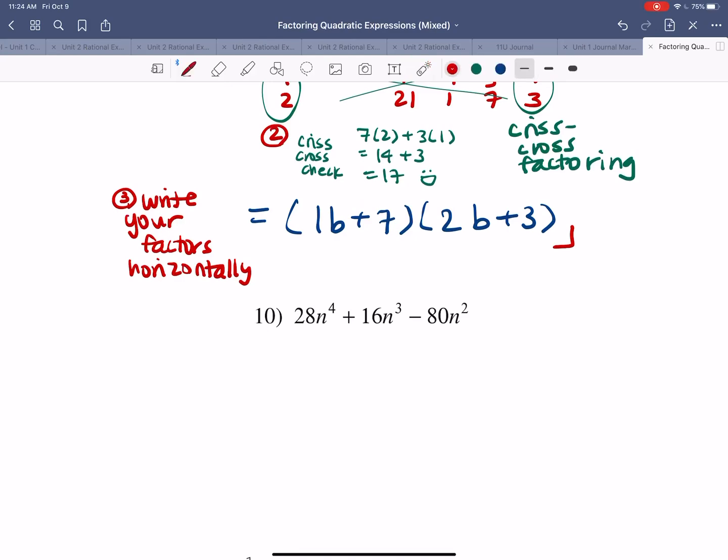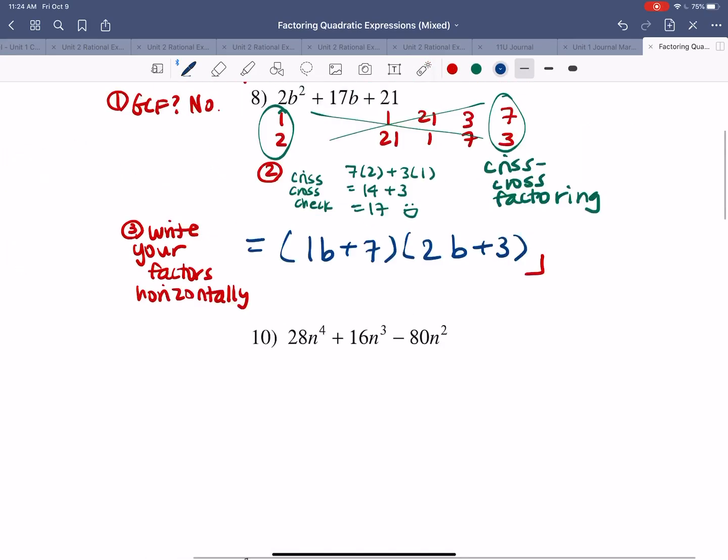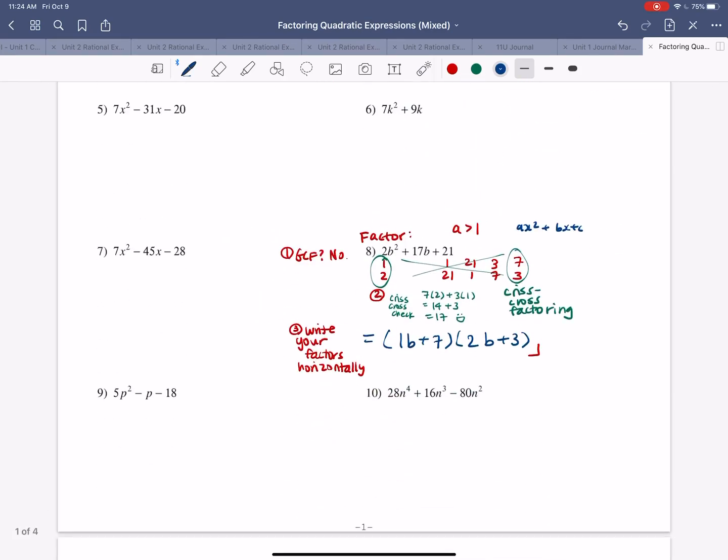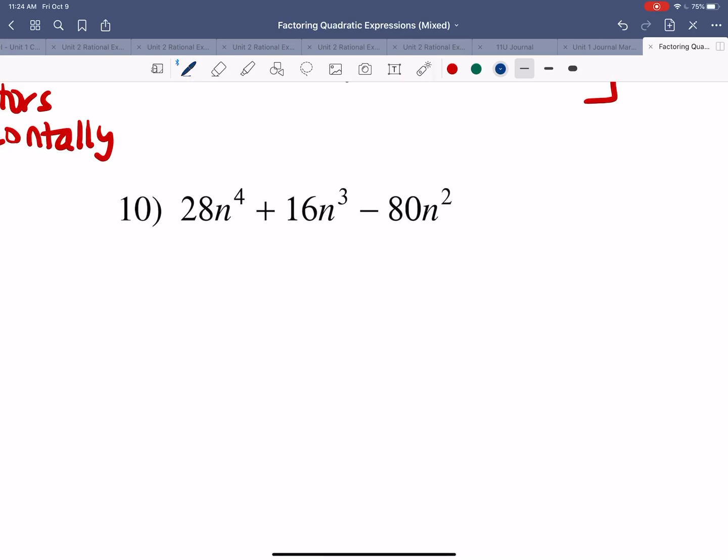Okay, so let's maybe try a different example. So we have gone through an a equals 1 example, and a larger than 1, and now let's try this example. It looks really big already. It looks kind of intimidating, but when you see that, you want to make it less intimidating. There are 3 terms. It's a trinomial. Notice that there are n squared in all of them.